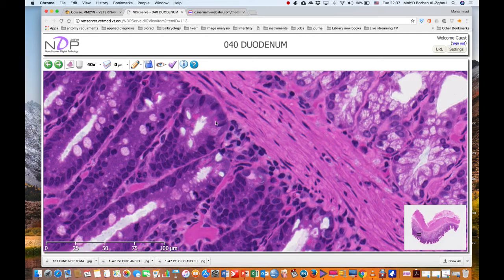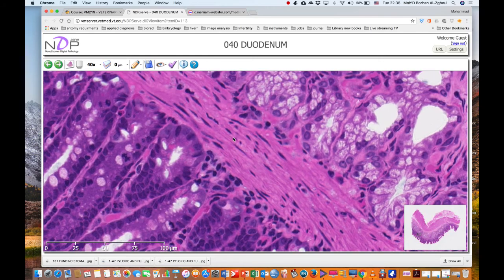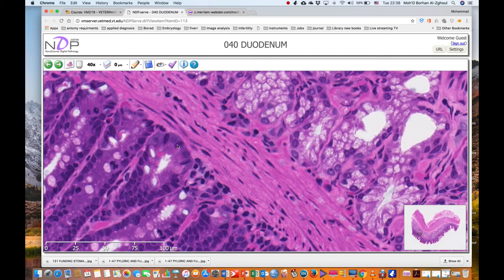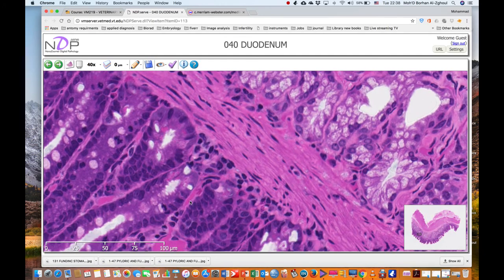Paneth cell, which is only found in the small intestine, is responsible for production of antibacterial, antiparasitic agents which help in the protection of the small intestine. Whereas the enteroendocrine, as I said, there are more than 20 types of these enteroendocrine cells. Their secretion will be released in the area of the lamina propria, will be taken up by the blood to distant organs where they are responsible for inhibition or stimulation of the digestion process.